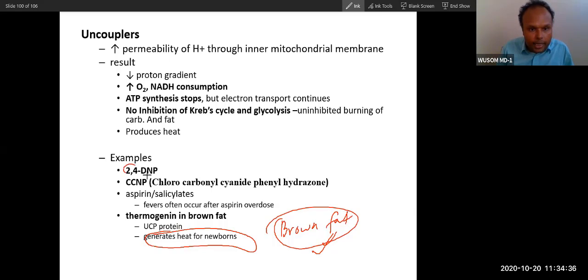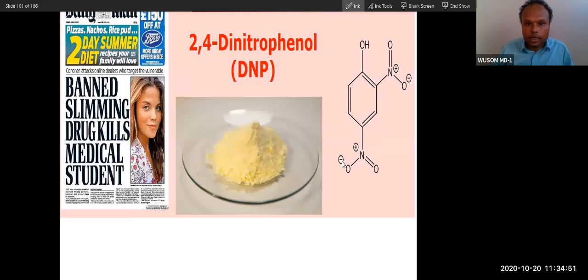You can see uncoupler. Example of uncoupler, just understand, memorize only one example. I don't want you to memorize many. If you try to memorize many, you will forget everything. So you understand this: 2,4-DNP, dinitrophenol. 2,4-dinitrophenol. You can see this is 2,4-dinitrophenol. So this is phenol, dinitrophenol.